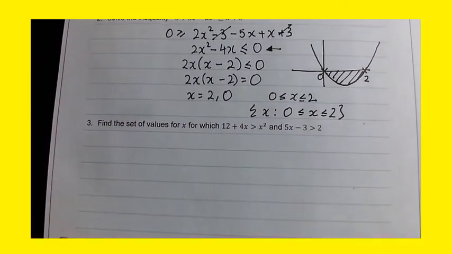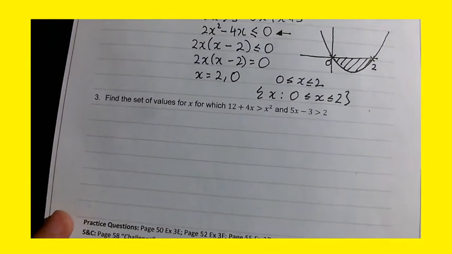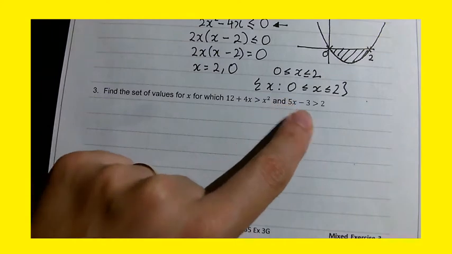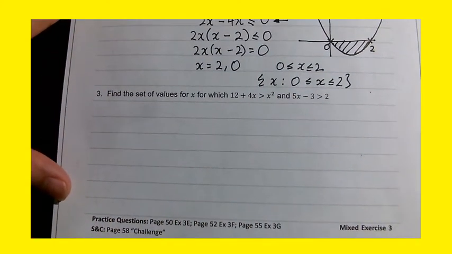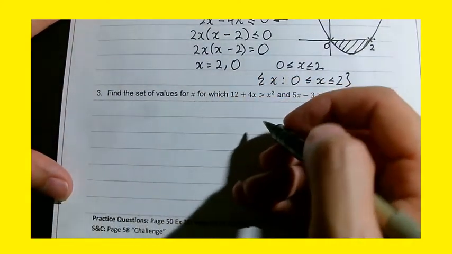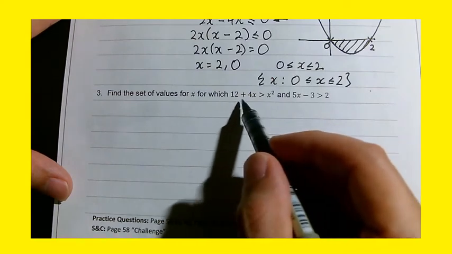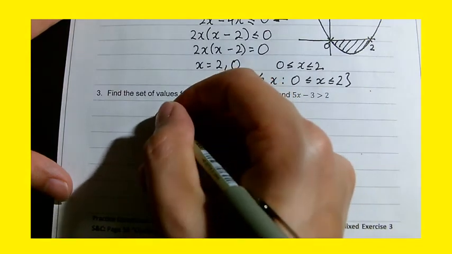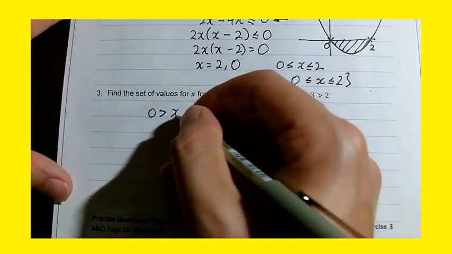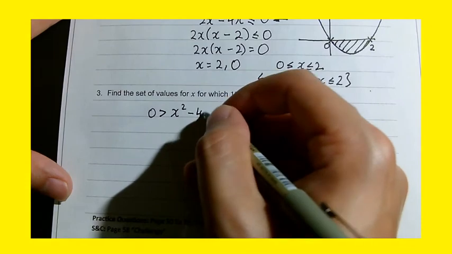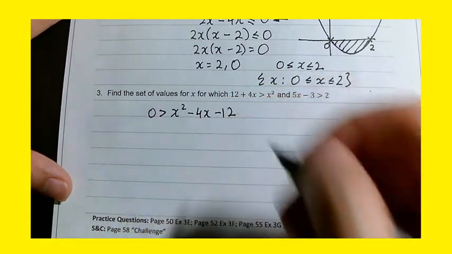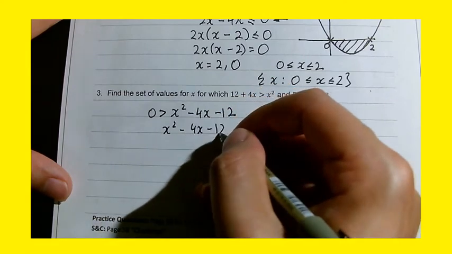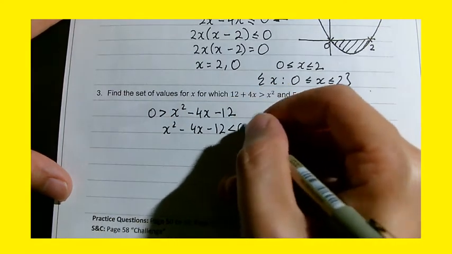Right, the final question comes down to here. Find the set of values for x for which that is greater than x squared and that is greater than 2. So I need to solve these separately. Again, I'm just going to take this left hand side and take it over there. So I get x squared minus 4x minus 12, which I'm just going to rewrite. It's less than 0.